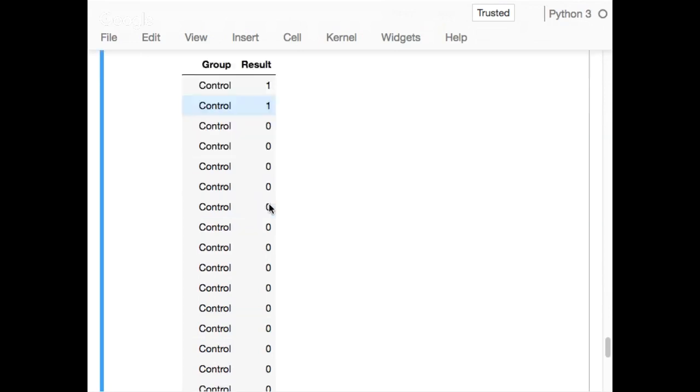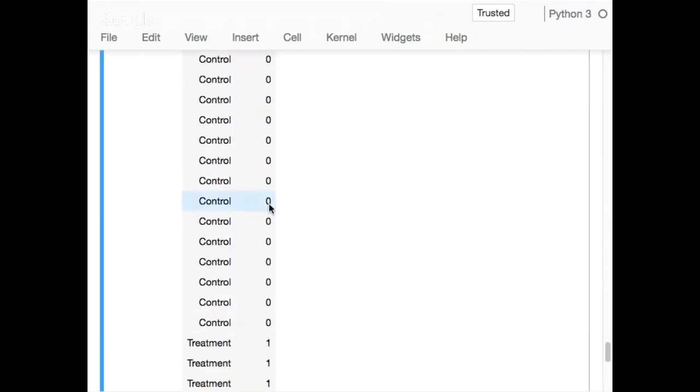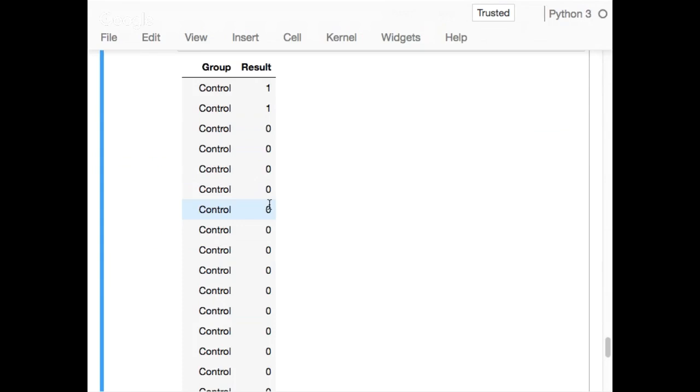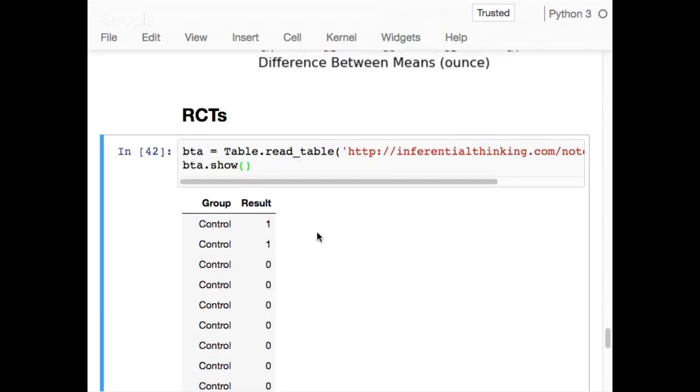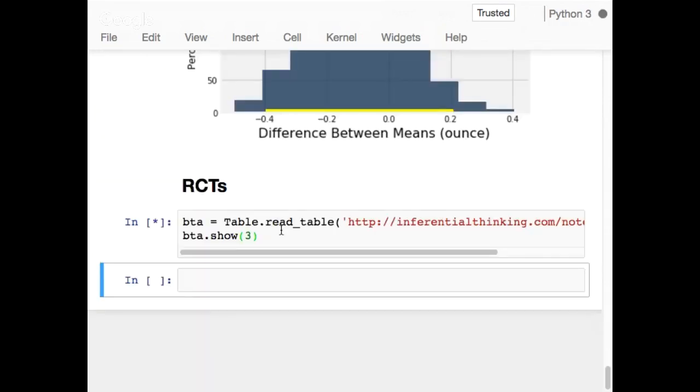Cool. So we have here what we consider a pretty well-constructed randomized controlled trial where people were randomly assigned. Okay, so let's see if we can find a difference between the two. And then we can establish some causality. Here we go, show 3.